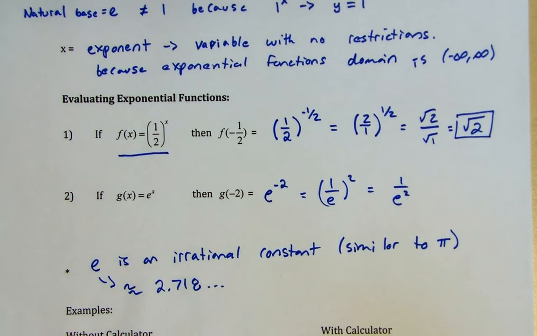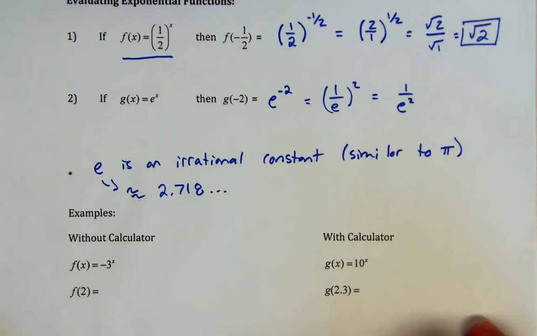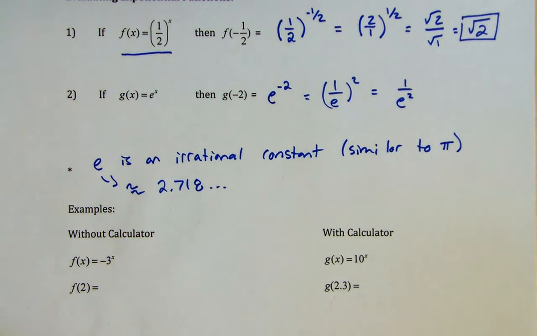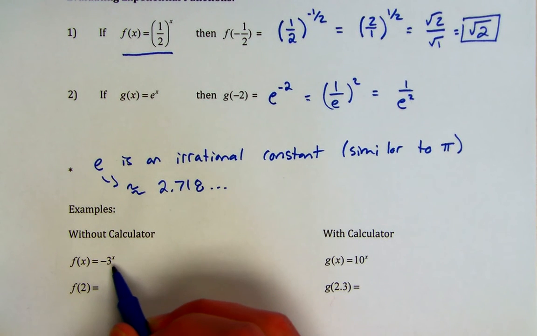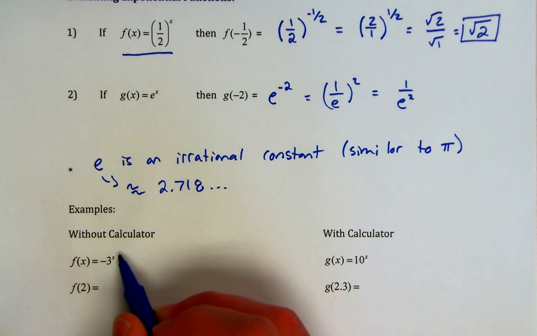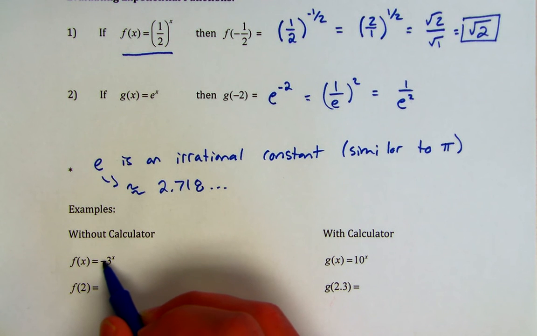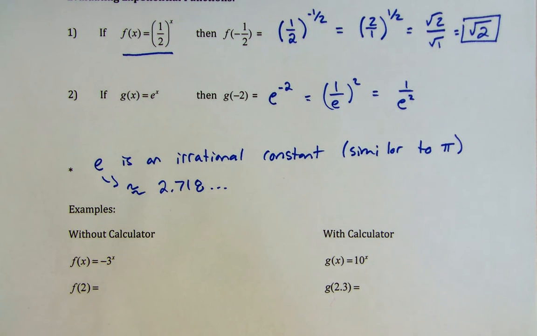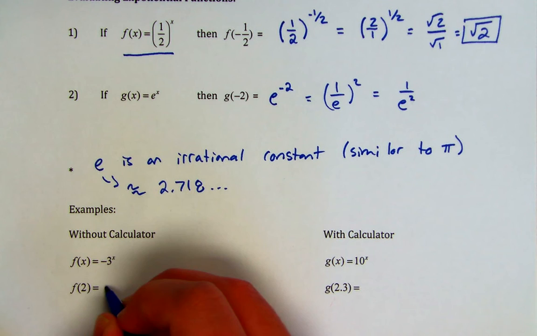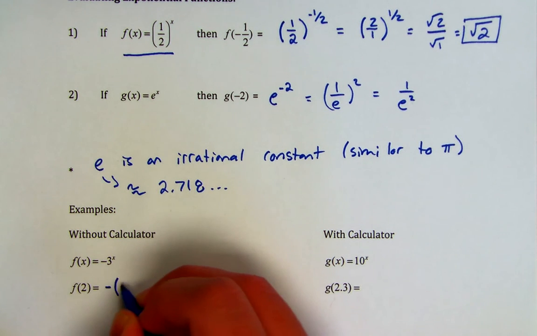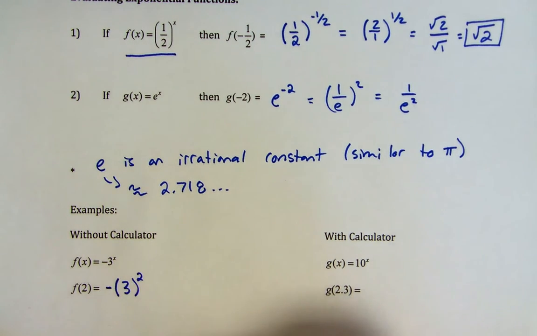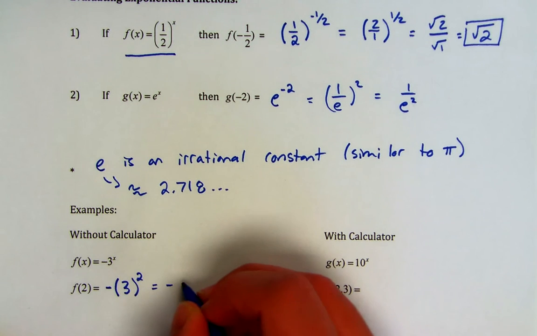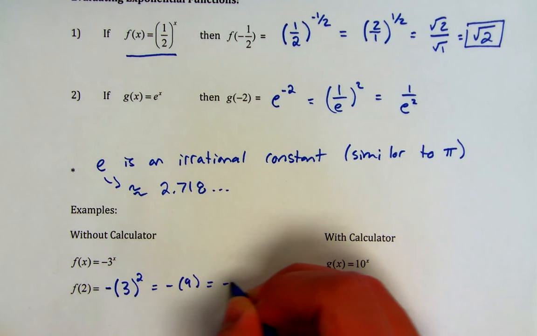Now let's do some examples without the calculator, and then we'll talk about doing an example with the calculator. So f of x equals negative 3 raised to the power of x. It is important to note here that that negative does not belong to the 3. This is really the opposite of whatever 3 raised to the x power is. So if I evaluate at 2, I'm doing negative 3 raised to the power of 2. So I have the opposite of 9, which is negative 9.